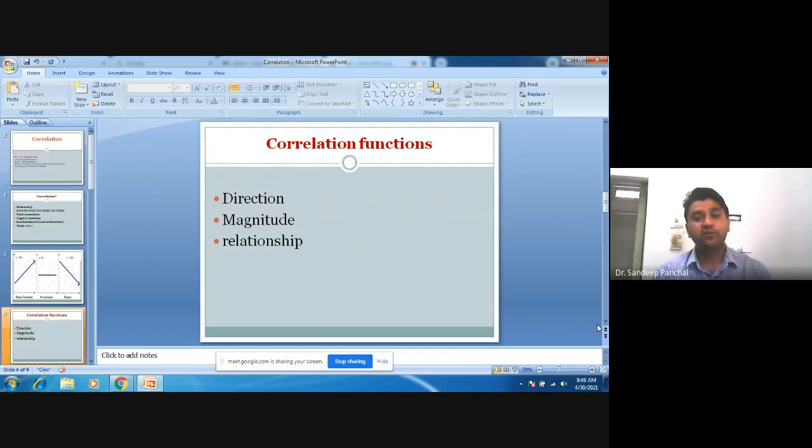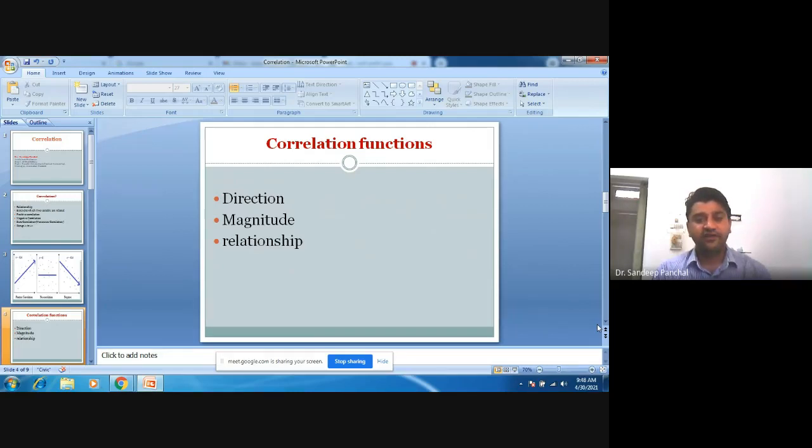For example, 0.49. What is that? 0.49 is the relationship between two variables, and it tells how much they are related with each other. Okay, 0.79 is higher than 0.49. It reveals the extent, the magnitude of the relationship.